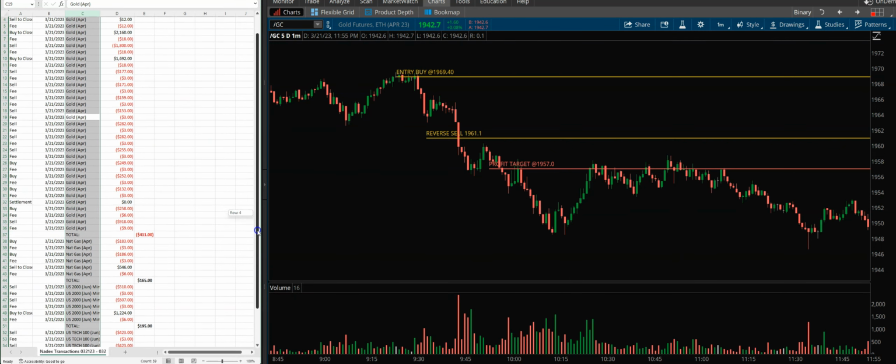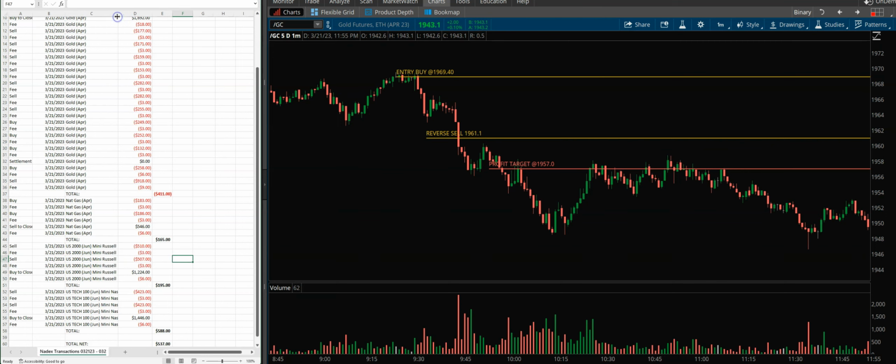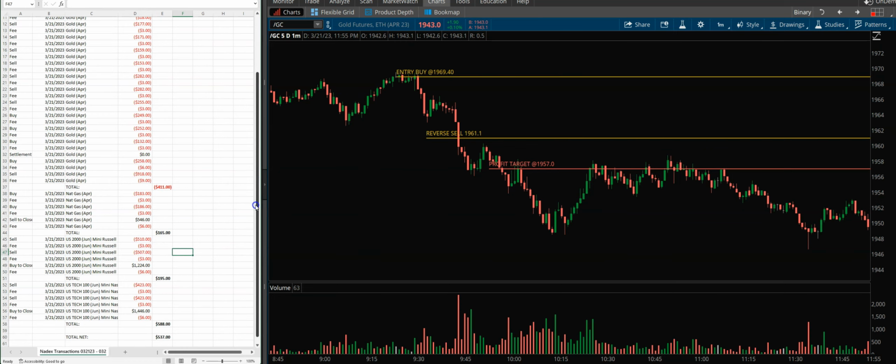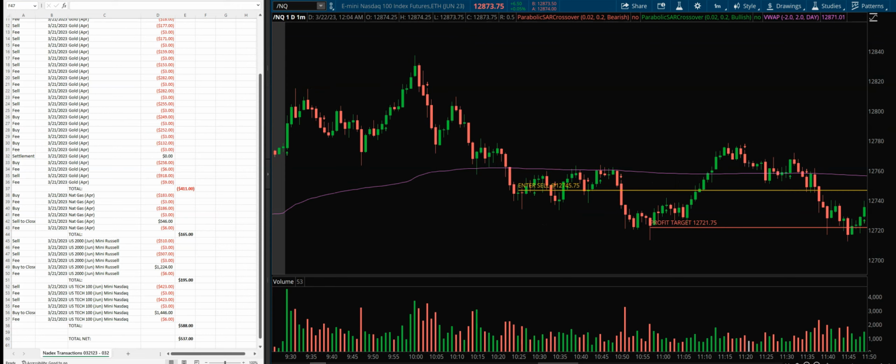Then I took some additional trades. Let's see here. I did also enter the US 2000, which is going to be the mini Russell. Let's see if I can open that up a little bit. And then what really helped me was a little bit on the natural gas, the mini Russell, and then of course the bigger one was on the mini NASDAQ. Let's look at that chart real quick here. All right, here's a copy of the mini NASDAQ chart for this morning.